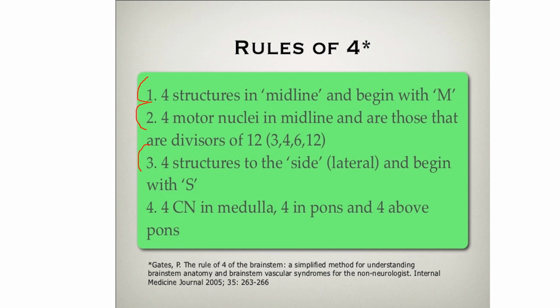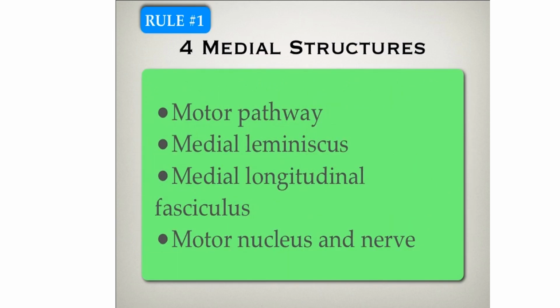Number 3, 4 structures to the side, lateral, that begin with S. And then number 4, 4 cranial nerves in the medulla, 4 in the pons and 4 above the pons. That to me is the easiest one. That's the one that we want to really remember. It's going to help us localize these lesions really easily, whether we're in medulla, pons, or midbrain. And most people get this one the quickest, and then the rest of it starts to make sense a little bit later. So let's look at rule number 1.